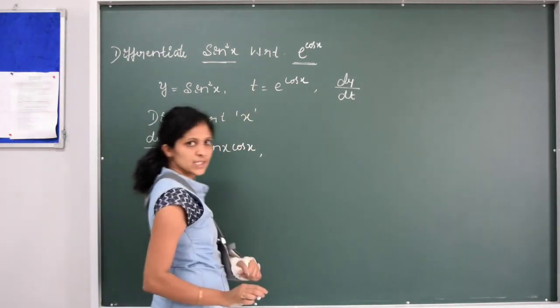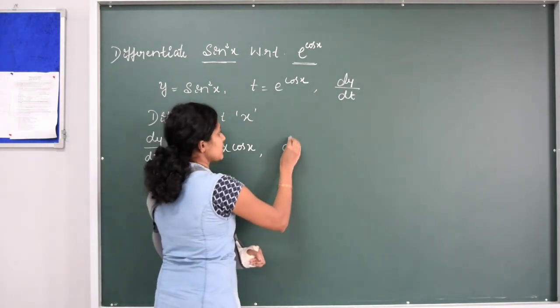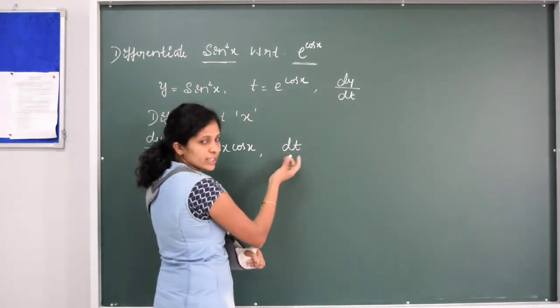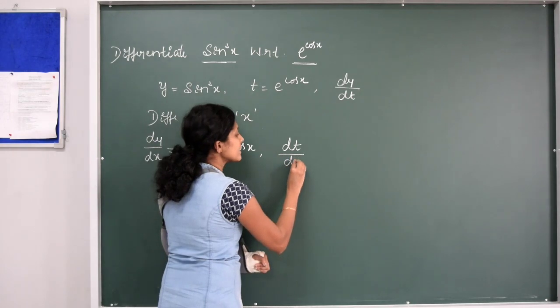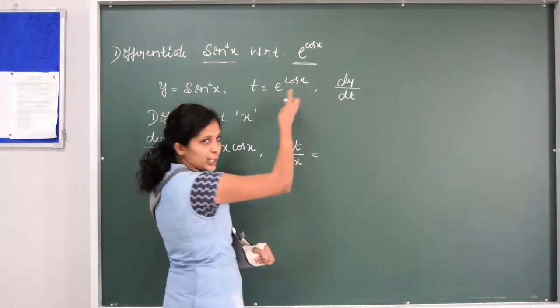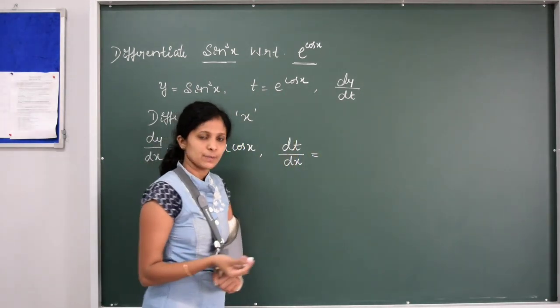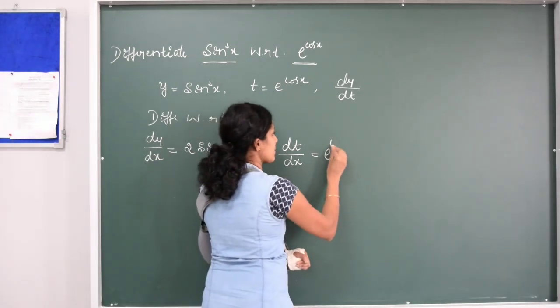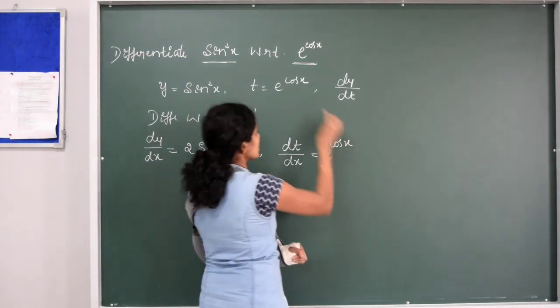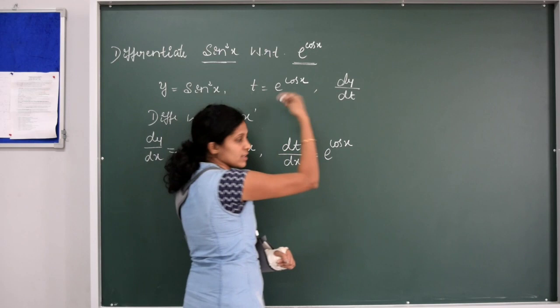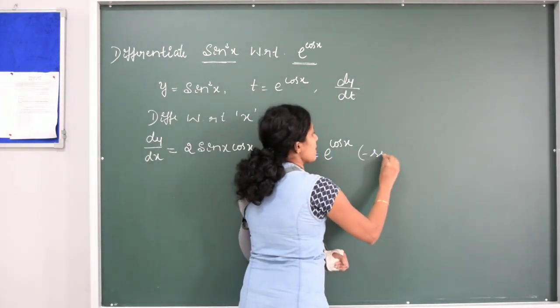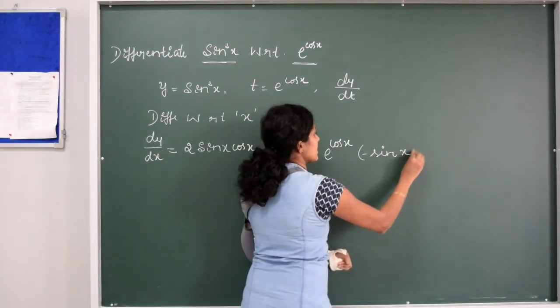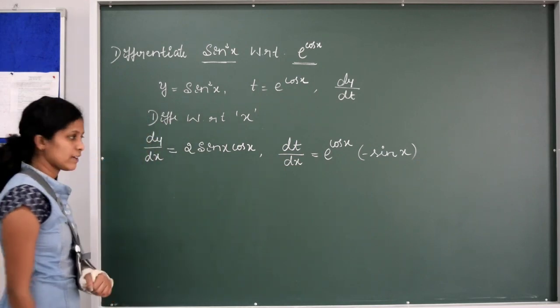Now we differentiate this one with respect to x. So derivative of t with respect to x is dt by dx. So this is equal to e to the power cos x. What is the derivative of e to the power x? Same, it is e to the power cos x. Now we have to differentiate cos x. Derivative of cos x will be minus sin x. So clear? But we need to find dy by dt.